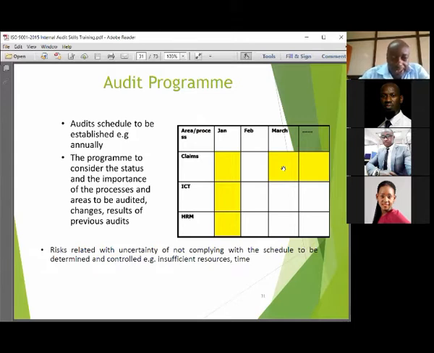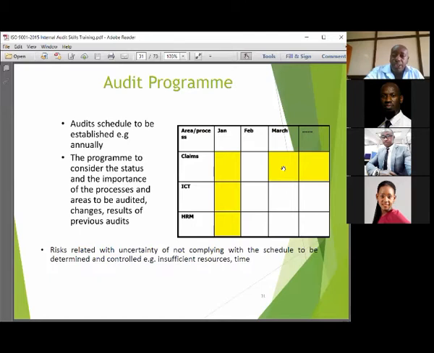Risk related with uncertainty of not complying with the schedule to be determined and controlled, e.g. insufficient resources, time. We explained that it should be a risk approach. We should have the risk approach even in auditing, even for the program. Because yes, we can do a program like this, but there is risk that we will not even be able to do the audit as we have planned. Maybe we don't have enough resources, so many people are on leave, that is, Corona is there around the corner. So you need to consider all those things before you finalize your programs.